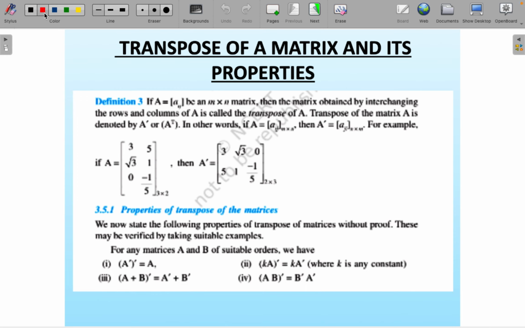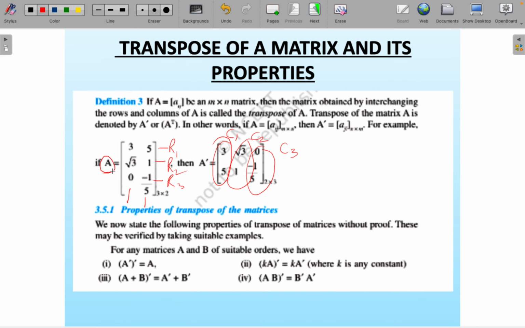In today's video, first we will learn what we mean by the transpose of a matrix and what its properties are. Now, transpose of a matrix is when you interchange the rows and columns. Look here, we have row 1, row 2, row 3 and column 1, column 2. Now, if I write row 1 in the form of column 1, and I convert row 2 into column 2 and then row 3 into column 3, this is what is meant by transpose.